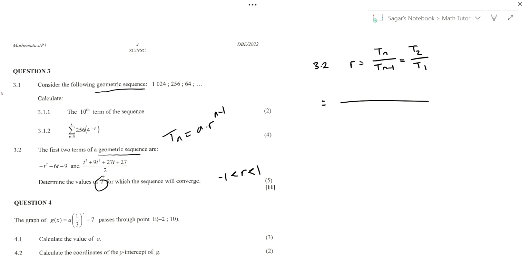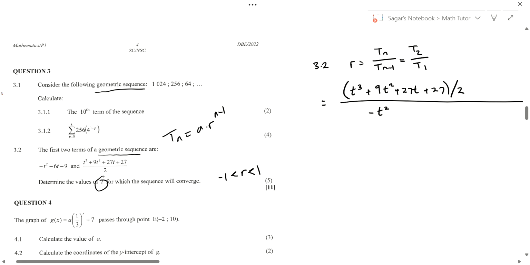Let's write that big expression out. T3 plus 9t squared plus 27t plus 27 divided by 2, all over minus t squared minus 6t minus 9. Now I am uncomfortable with the appearance of this equation simply because of the minus signs, right? So we're going to factor out the minus signs, and we're also going to move the 2 to the denominator. So let's rewrite that.